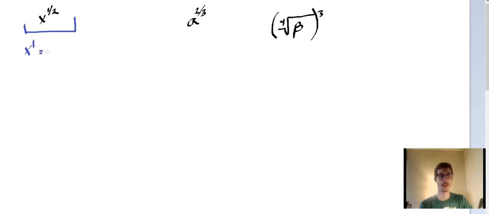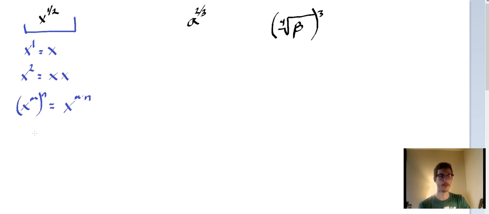X to the 1 is the same thing as x. X squared is the same thing as x times x. We also know our power to a power rule, which means x to the m to the n is equal to x to the m times n.